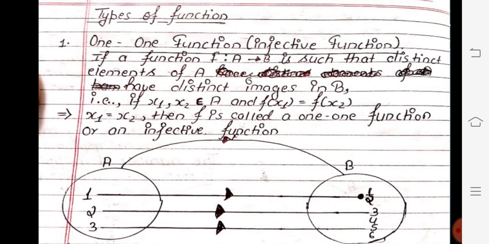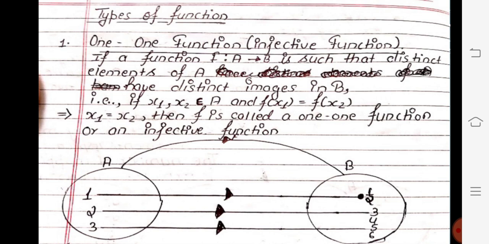Now come to the types of the functions. First is one-one function. It's also known as injective function. If a function f from A to B is such that distinct elements of A have distinct images in B. In simple words, if f is a function from A to B and different elements of A are having different images, then the function is called one-one or injective function.